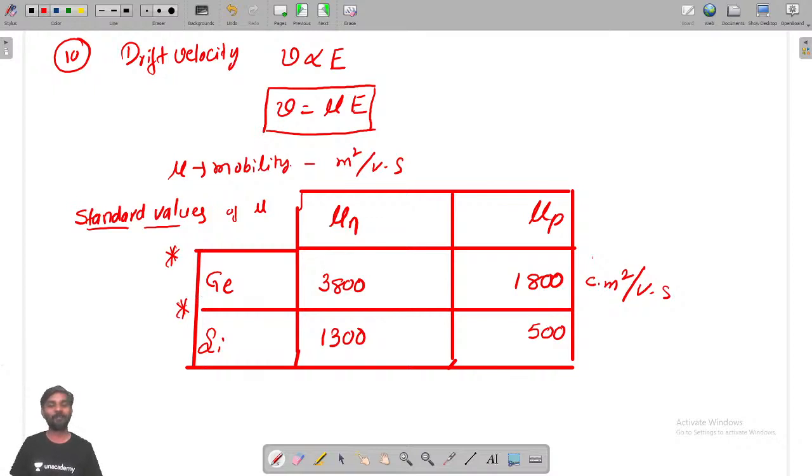Okay. Germanium: 3800. What is this? Electron mobility for germanium is 3800. For germanium, hole mobility is 1800 centimeter square per volt second. The units for mobility are meter square per volt second, but here it's going to be centimeter square per volt second. Silicon: mobility of an electron is going to be 1300. Mobility of holes is 500, which is very less.